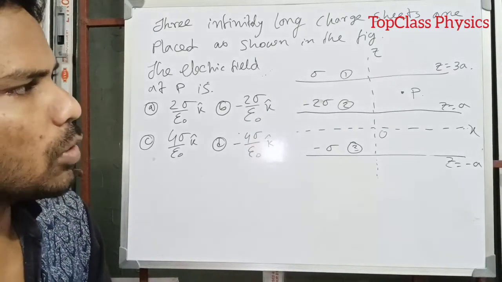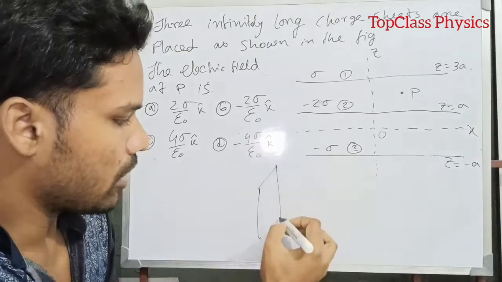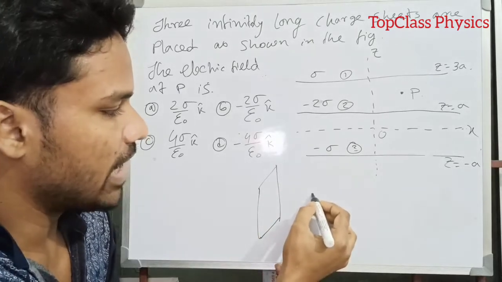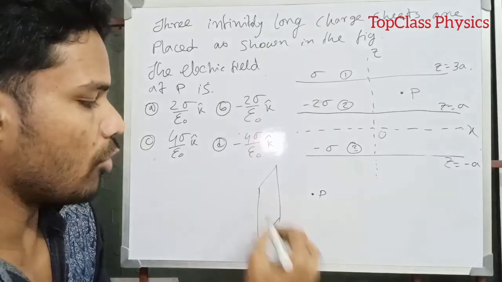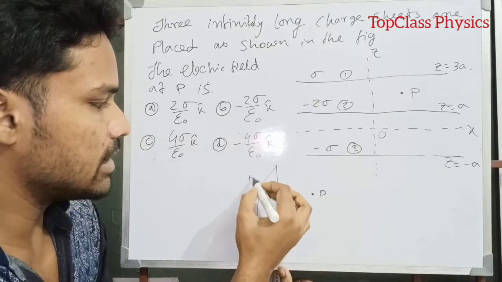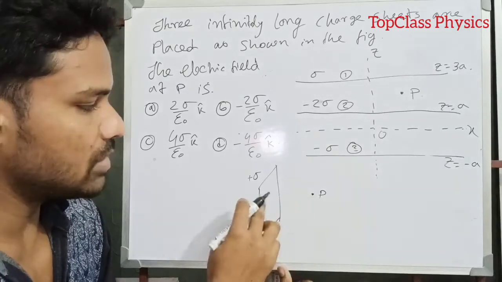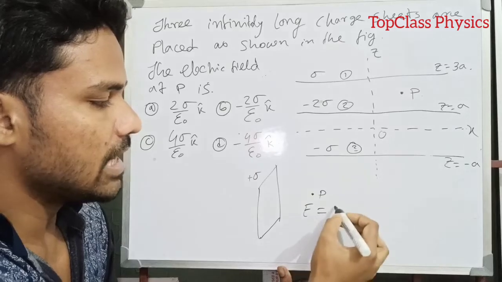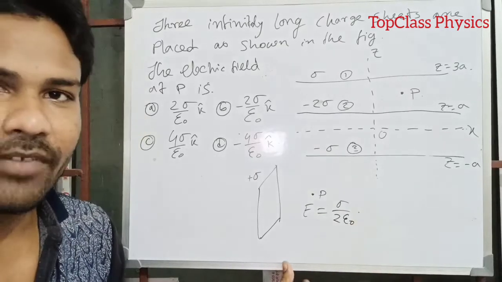As we know, for any infinitely long charge plate, if I calculate the electric field at point P, say this is an infinitely long plate having charge density plus sigma, what is the value of the electric field due to this charge plate at point P? The electric field equation is E equals sigma by 2 epsilon naught. So this is the value, right?